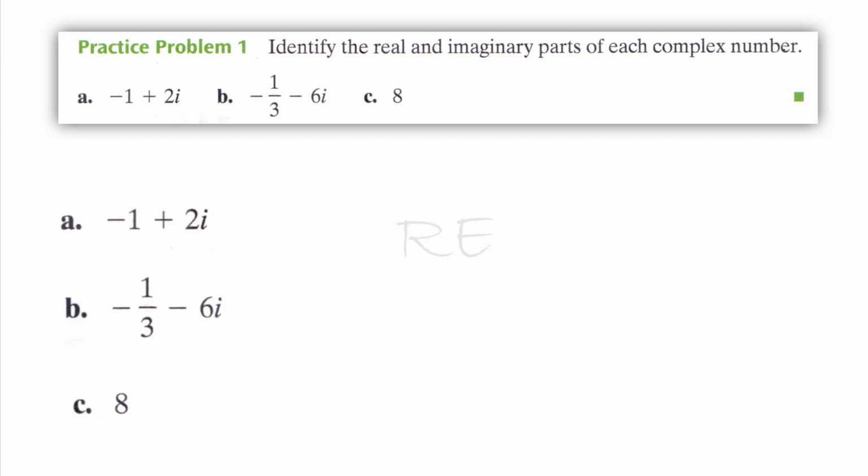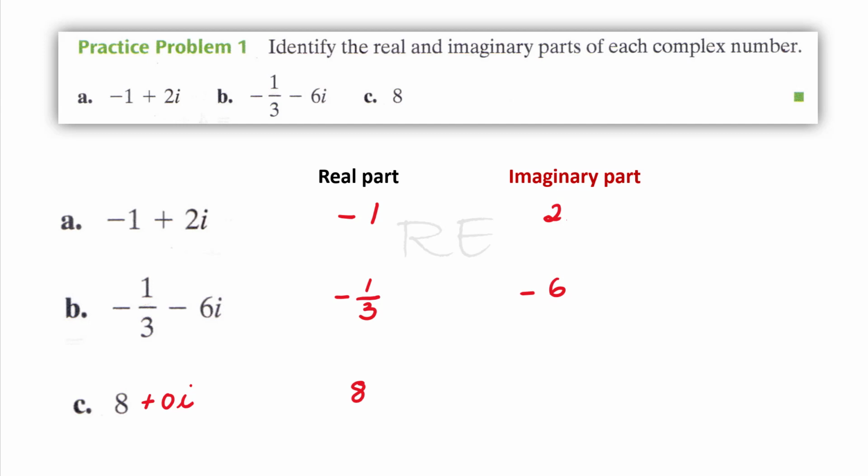Negative 1 plus 2i. The real part is negative 1, and the imaginary part is 2. Negative 1/3 minus 6i. The real part is negative 1/3. The imaginary part is negative 6. 8 plus 0i. The real part is 8, and the imaginary part is 0.